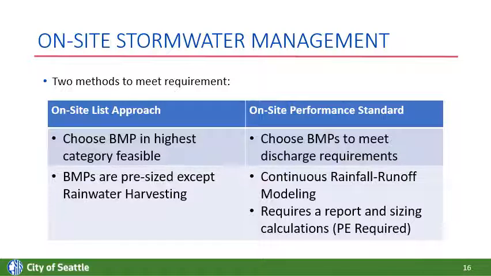The on-site performance standard will require an engineer to model the BMPs in a continuous rainfall runoff model, and then the BMPs can be selected without having to go through the list. They just need to meet the specifics of the modeling requirements for the performance standard. Again, that's less common and requires an engineer to do that analysis. But either is acceptable to meet on-site stormwater management.